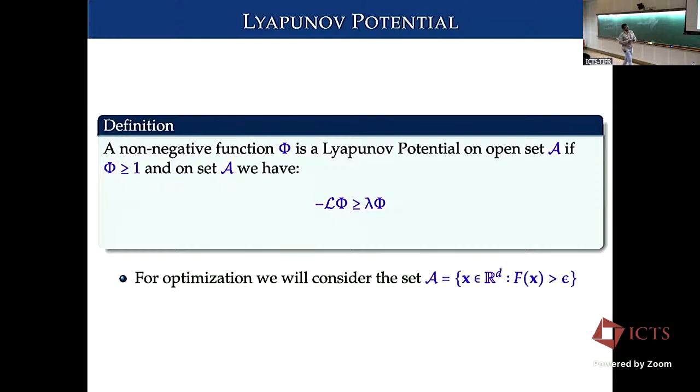I should have put that. Yeah, lambda cannot be negative, but as long as you have some constant lambda strictly greater than 0, you're fine. Okay, for now, let's see why this potential would help us.